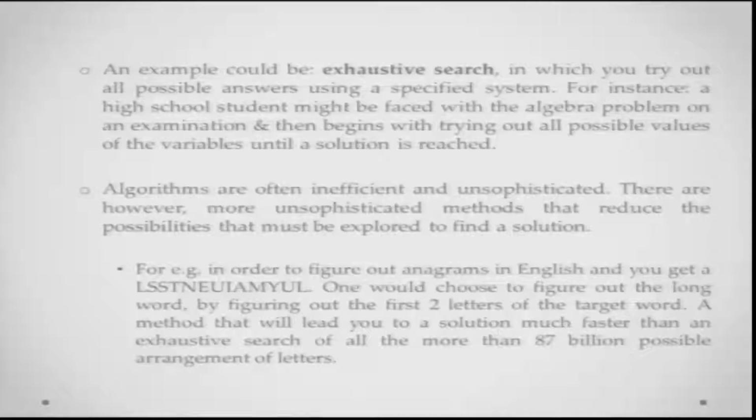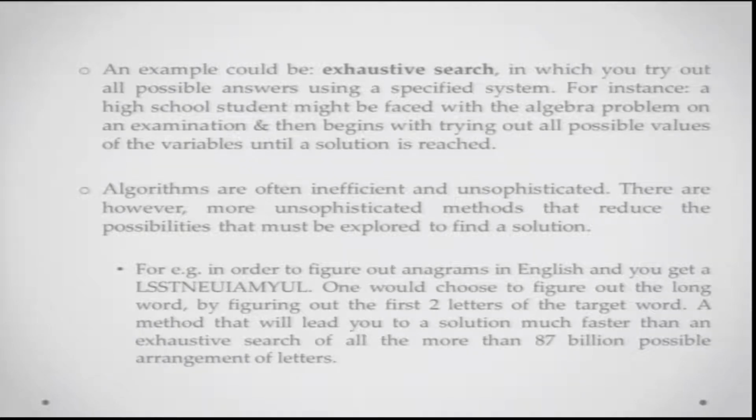And this one, by the way, from all the combinations possible, if you were conducting an exhaustive search, it has been calculated that there could be almost 87 billion possible arrangements of letters. So, obviously, that's completely out of the question. But if you take such a strategy, just start with the first 2 letters and figure out how the rest of the word could be, that could lead you to a solution much more efficiently and in much less time.